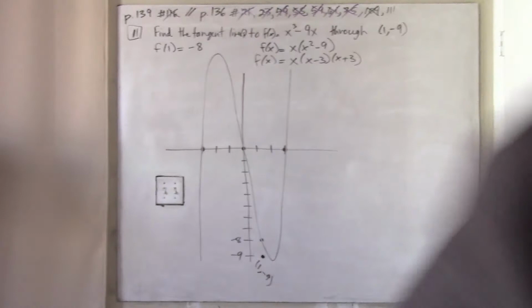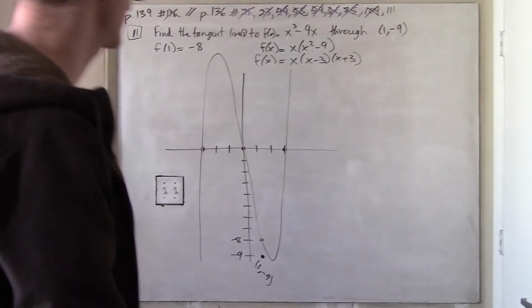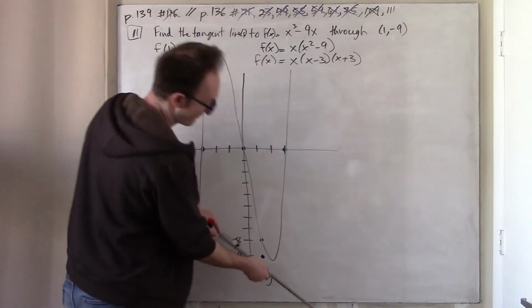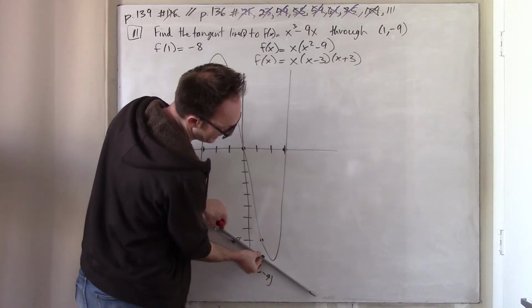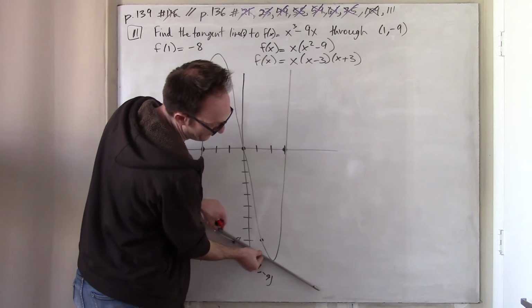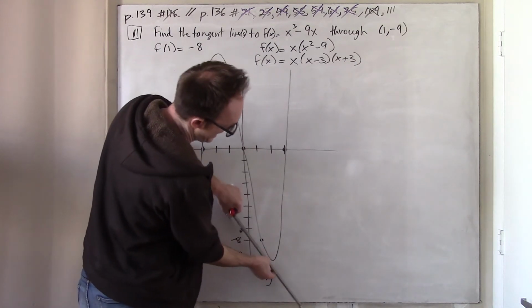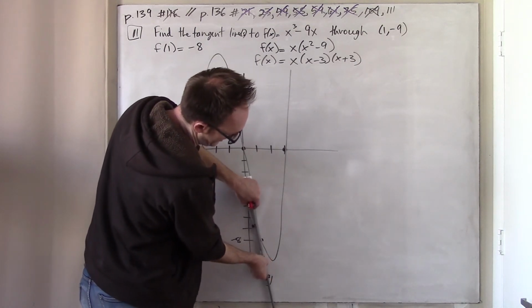So I talked about thinking of this function as kind of like a boulder, and you have a stick anchored to the point 1, negative 9, and you just swing that stick, and wherever it bumps into the boulder, that's the tangent line. And it seems like there are going to be two of them.